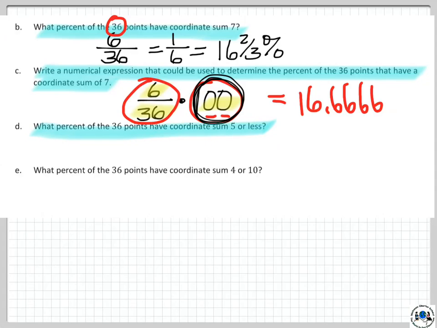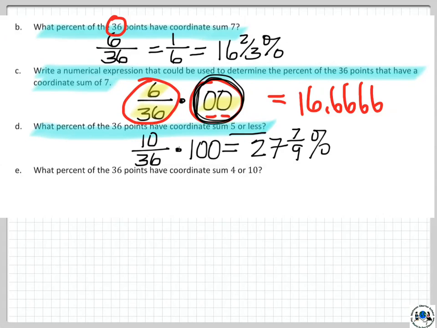What percent of the 36 points have the coordinate sum 5 or less? Again, probably a little practice in reading a problem, paying attention to a problem closely. 5 or less, and that would have been 10. There were 10 of those. And then 10 over 36, or 10 divided by 36 times 100, is 27 7/9%.